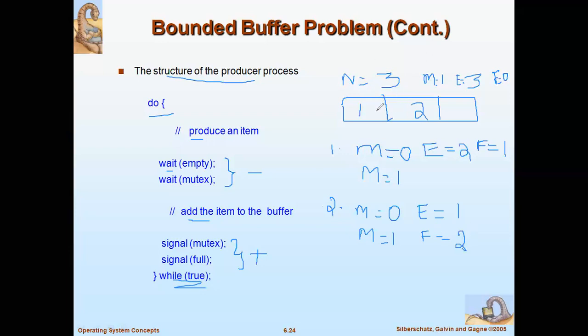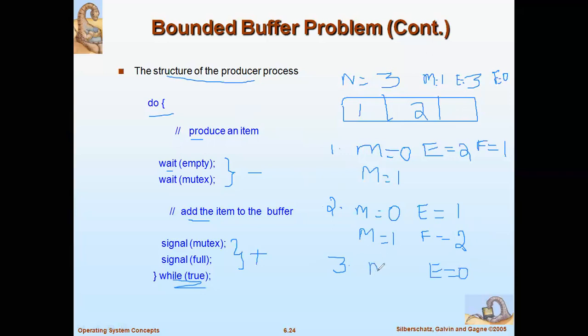Likewise, you are able to see here, right? So we have only 1 empty buffer and 2 full buffers. Similarly, in the third iteration, when the producer produces an item 3, initially wait empty. So empty is going to be decremented, which is going to become 0.